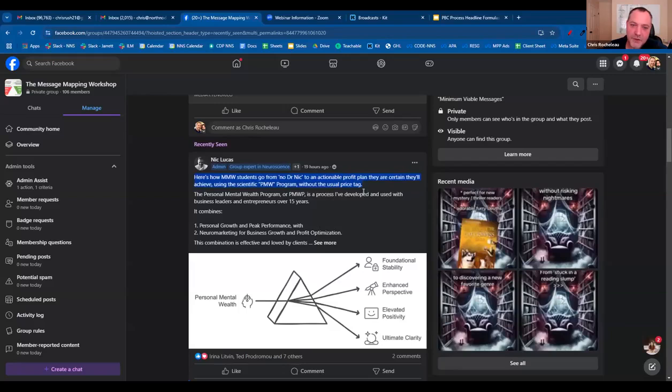Notice instead of saying you, he didn't say, here's how you go from. He's still using message mapping workshop students as the common bond, go from no Dr. Nick, that's painful. I happen to know from personal experience, to an actionable profit plan benefit. They are certain they'll achieve ultimate benefit, right? Using the mechanism, scientific PMW program, without, and he's using the price objection. Look at that challenge.